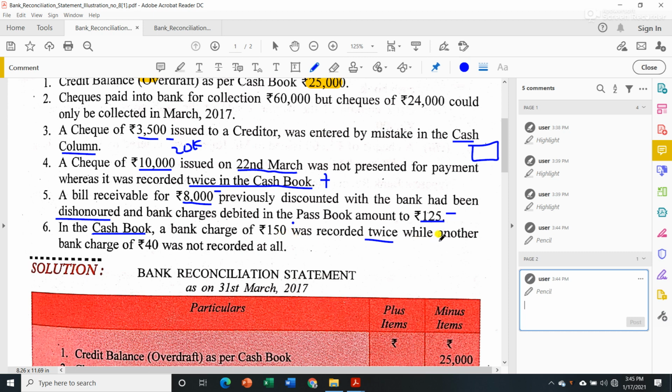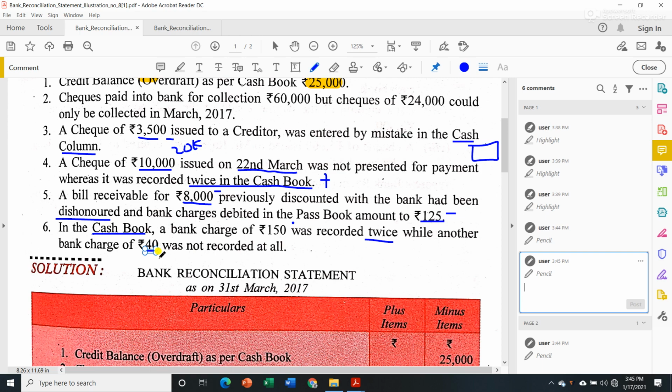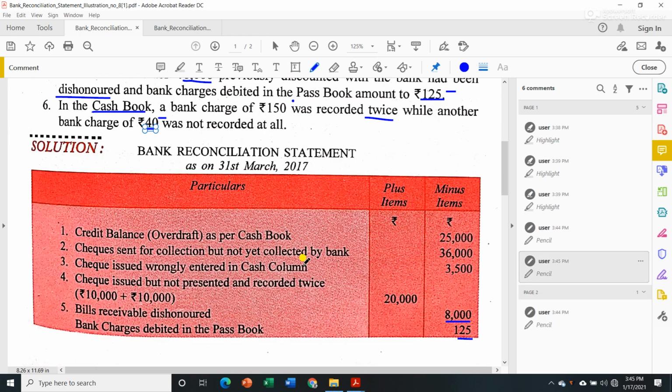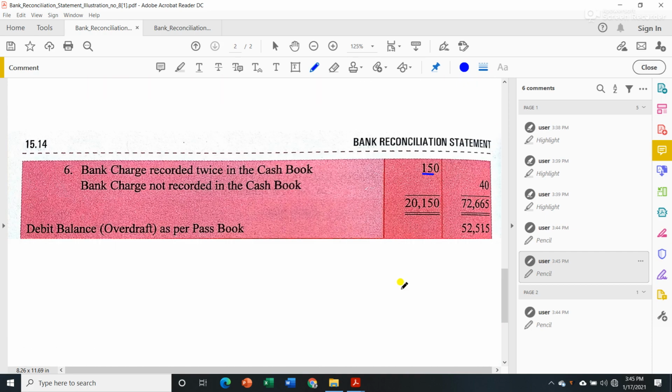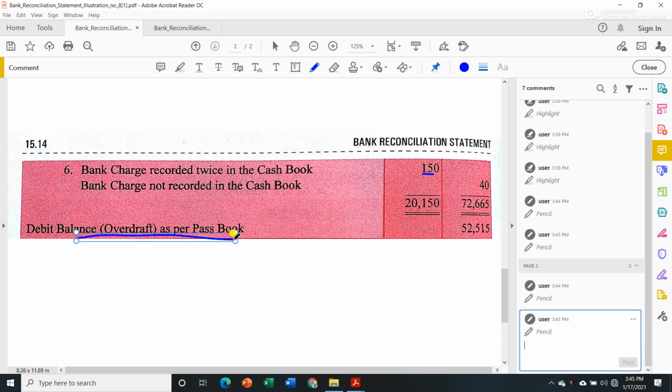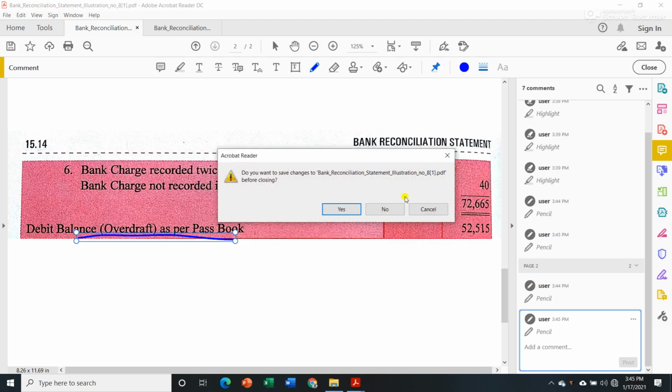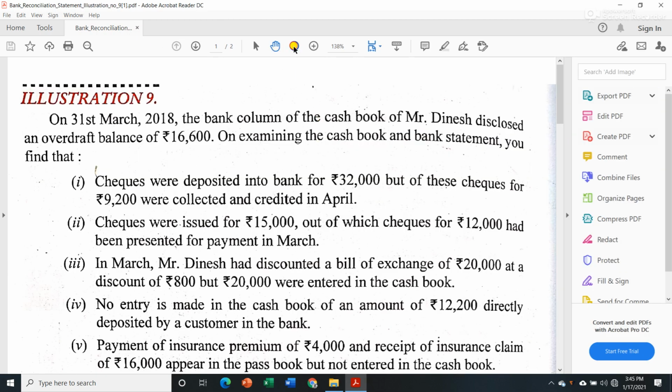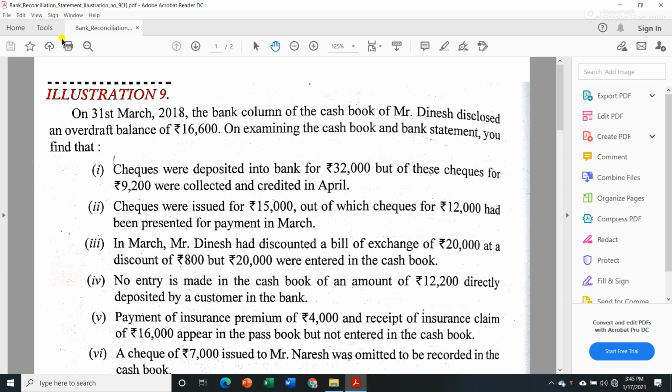Okay, then next we have another bank charge of 40 that was not recorded at all. That means 40 was taken as bank charge, but we forgot to record it in the cash book. So we will deduct this 40 in the cash book. Now see, again we have minus items more than plus items, so this will be the opposite, that is debit balance as per passbook. Okay, now let us see the last illustration for this session, that is illustration number 9.